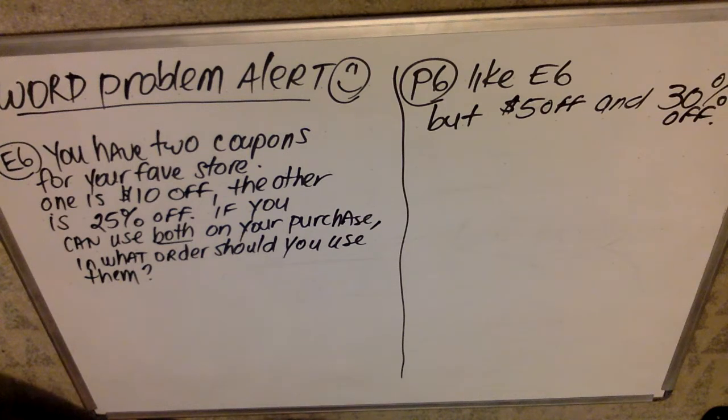One is $10 off and the other is 25% off. If you can use both on your purchase, in what order should you use them? Right, because here the goal is for you to save money, right?